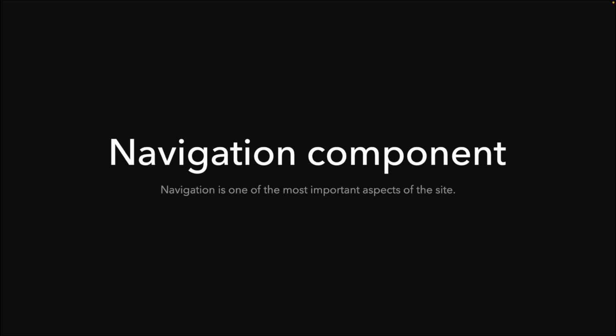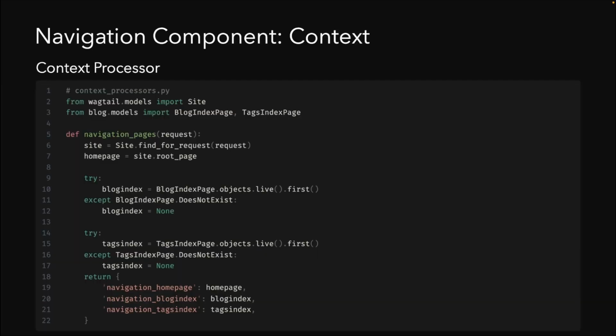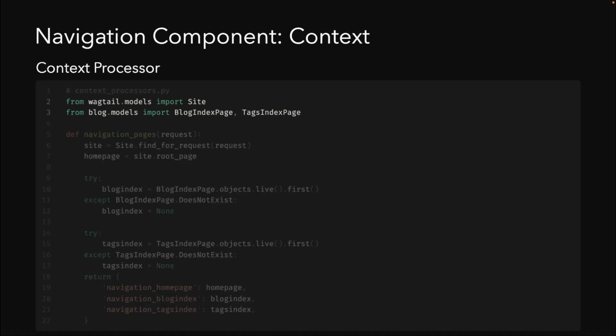Next, we'll set up our site-wide navigation component, one of the most important aspects of the site. This context processor makes navigation items available across all templates. We'll need to import the Wagtail site model, as well as our blog index page and tags index page. We'll define a navigation pages function that's going to take a request.